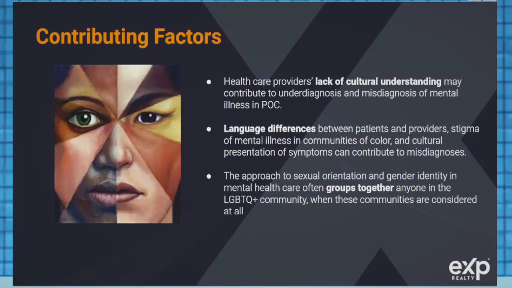And then we go to the approach to sexual orientation and gender identity in mental health care. One of our big problems there is that they often group together anyone in the LGBTQ plus community, when those communities are even considered at all. Often people are treated like just people, which we've learned in this intersectionality training can't be the case. We all come from a different place.